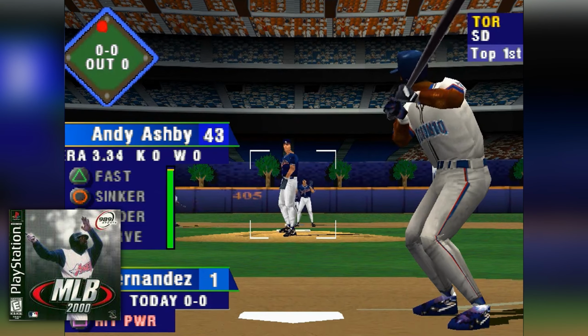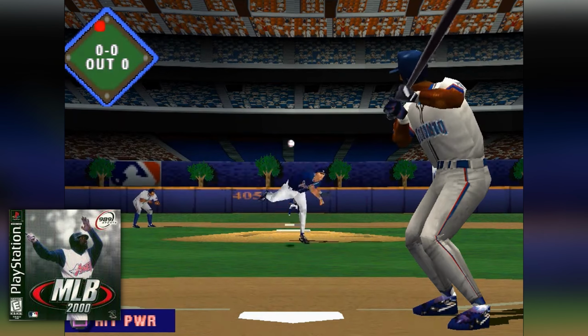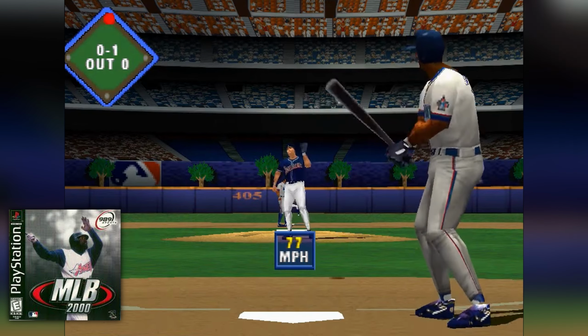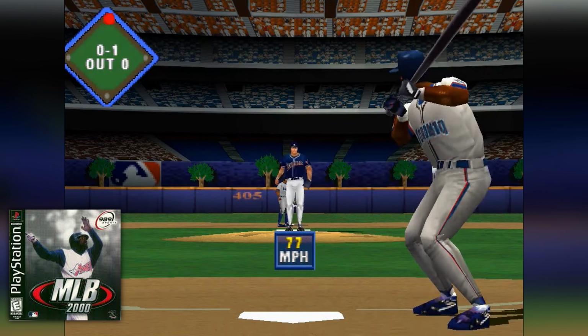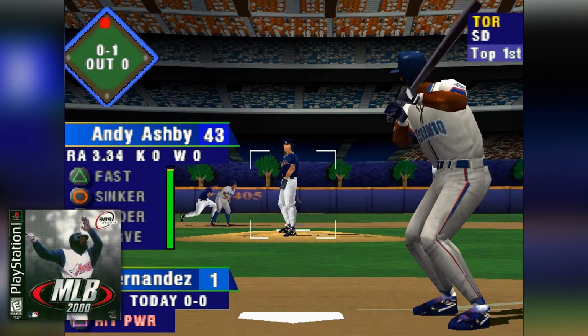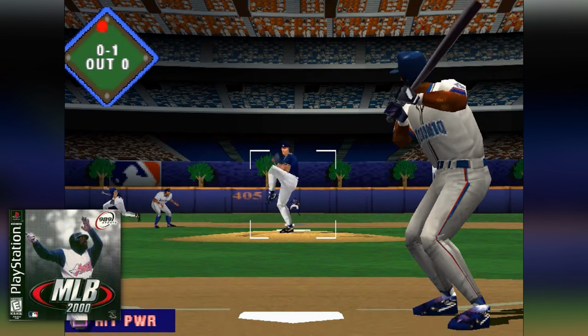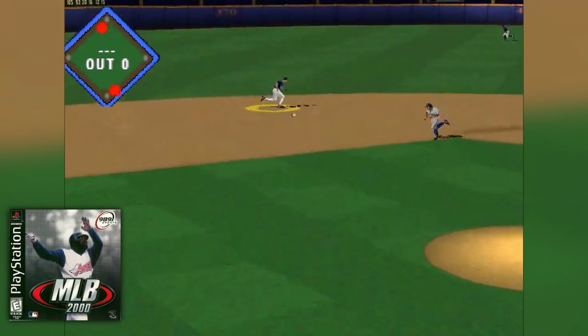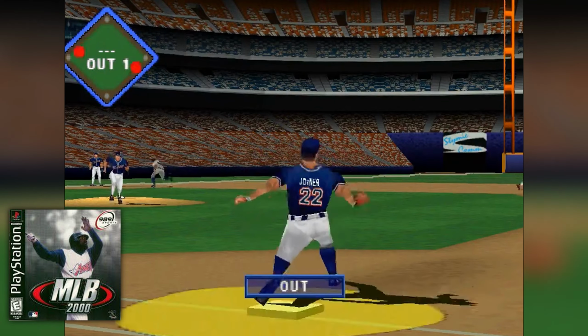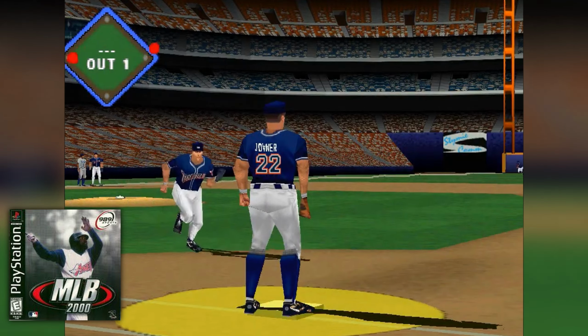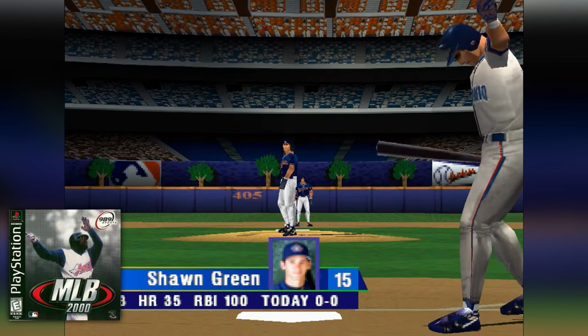MLB 2000 completely threw out the old, simplistic guessing game logic of early sports titles and replaced it with a highly sophisticated total control system. Pitching suddenly required genuine tactical strategy, forcing you to manage specific release points, break patterns, and varying pitch speeds to actively keep hitters off balance.